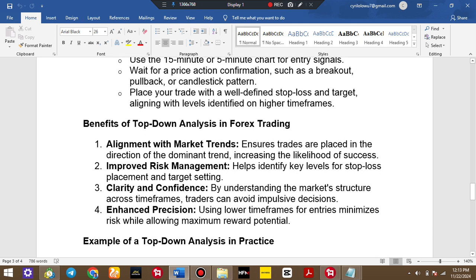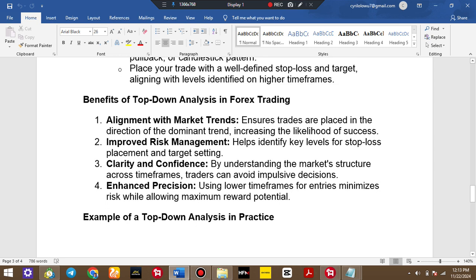Benefits of top-down analysis in forex trading. 1. Alignment with market trend. This ensures trades are placed in the direction of the dominant trend, increasing the likelihood of success. 2. Improved risk management. Helps to identify key levels for stop loss placement and target settings. 3. Clarity and confidence. By understanding the market structure across time frames, traders can avoid impulsive decisions. 4. Enhanced precision. Using lower time frames for entries minimizes risk while allowing maximum reward potential.